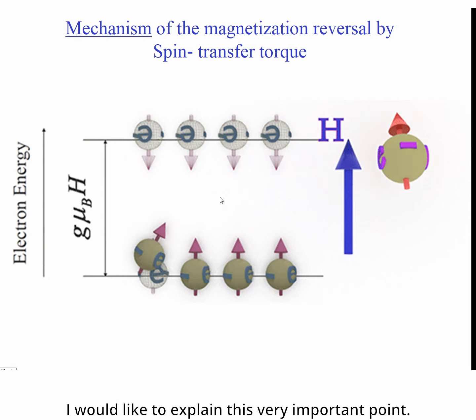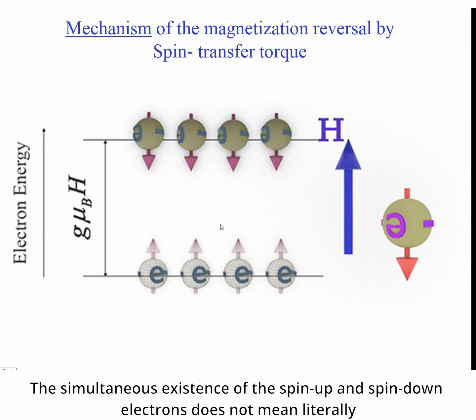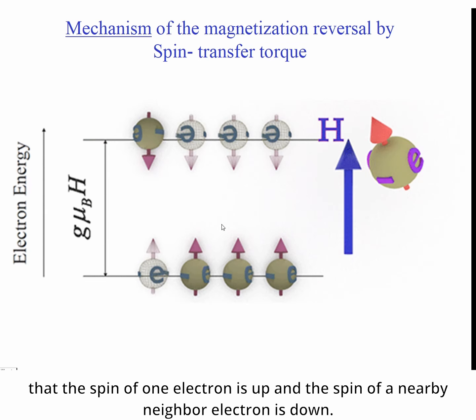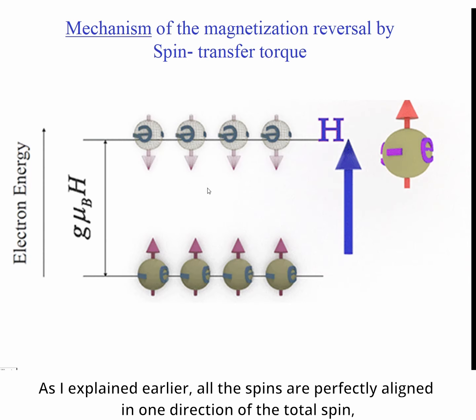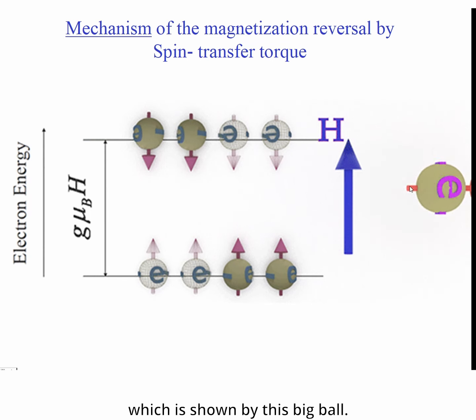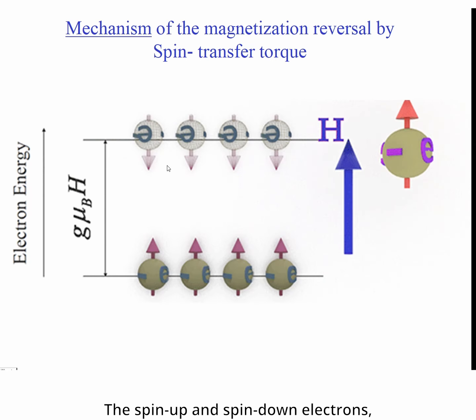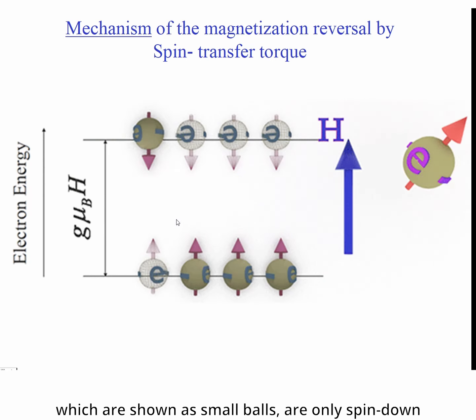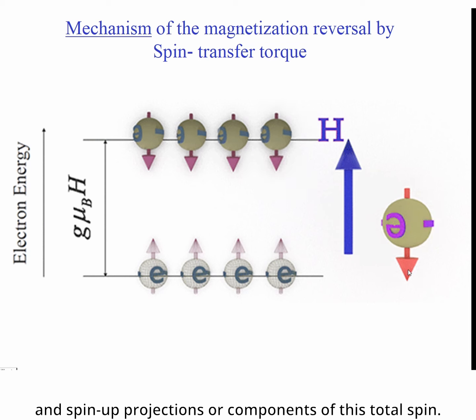I would like to explain this very important point. The simultaneous existence of spin up and spin down electrons does not mean literally that the spin of one electron is up and the spin of a nearby neighbor electron is down. As I explained earlier, all the spins are perfectly aligned in one direction of the total spin, which is shown as this big ball. The spin up and spin down electrons, which are shown as the small balls, are only spin down and spin up projections or components of this total spin.